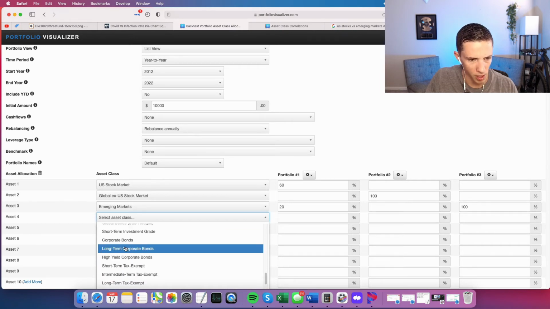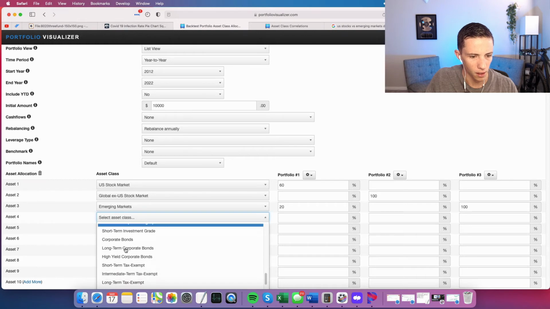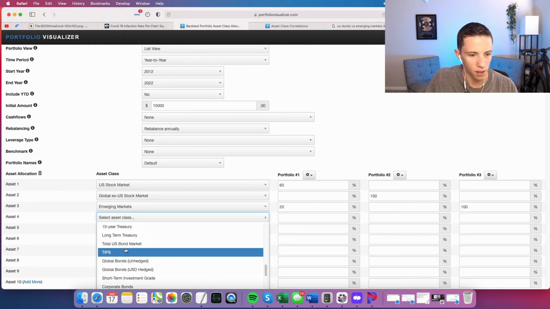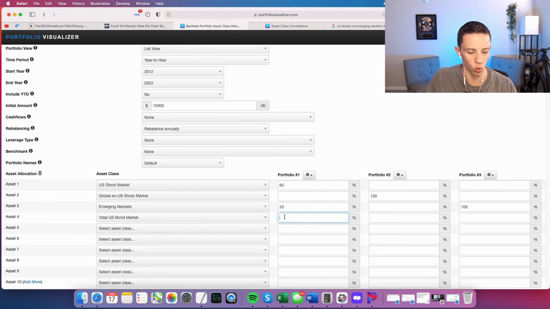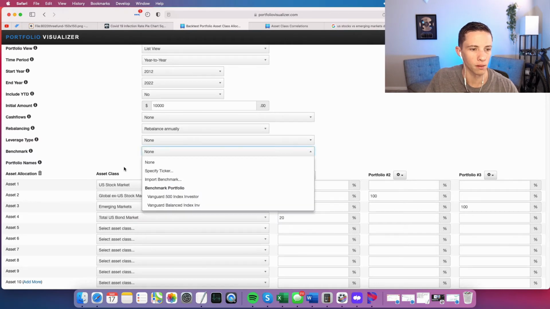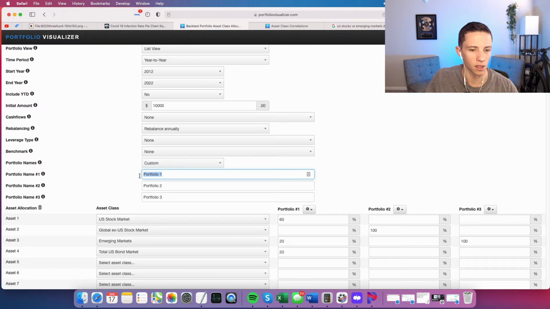Where's total bonds at? Total US bond market, 20, right there. And we will just change the names to Corey 3 Fund. Just put emerging markets in there. And then we'll do the same thing and just look at 60 US, 60 global excluding US. So this is not emerging market specific, and then 20.